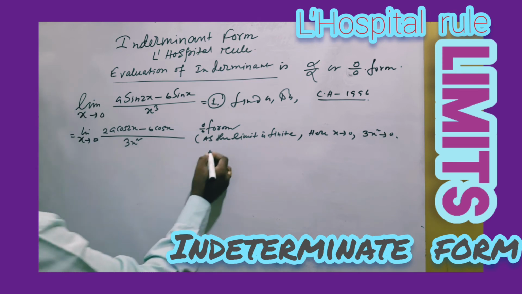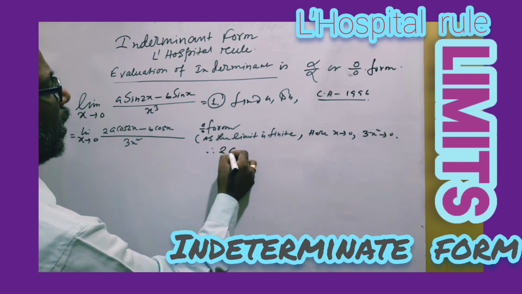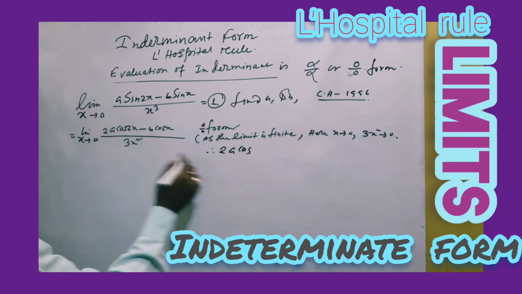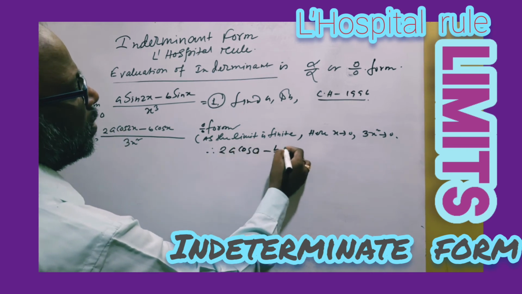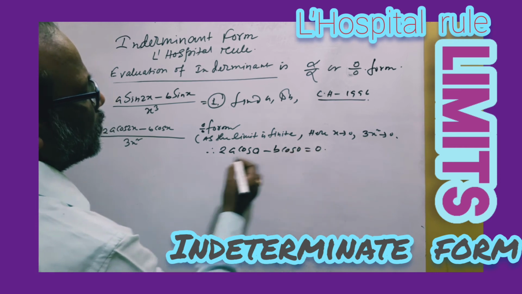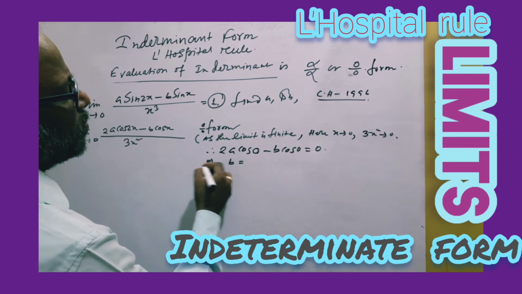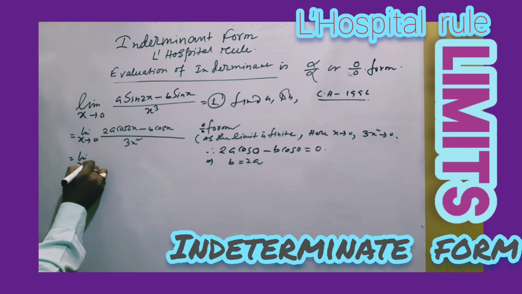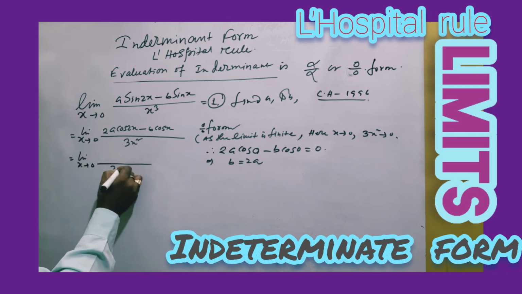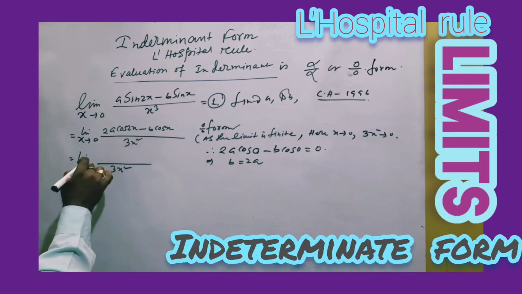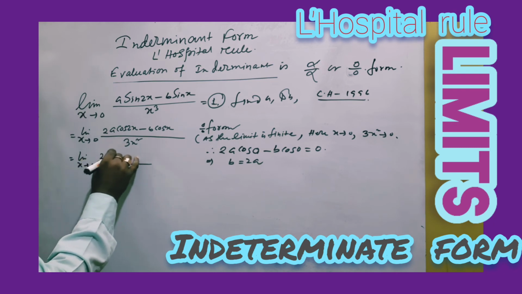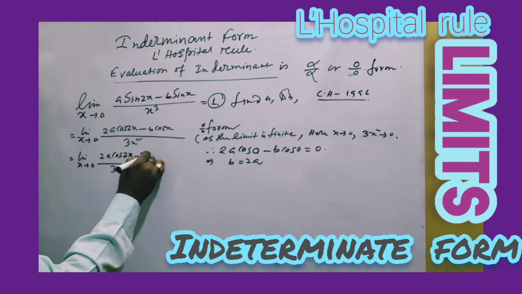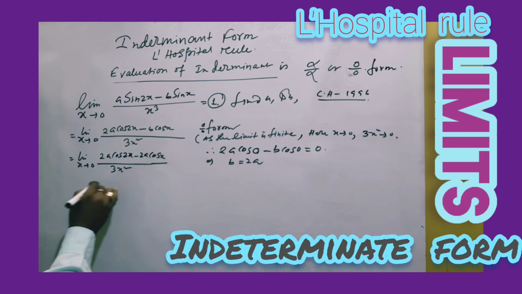So therefore we can write 2a, and now x tends to 0, we put here 0, minus b cos 0, and that is equal to 0. So then we get the relation between a and b. This is b equal to 2a. Now put here again x tends to 0, 3x square. In place of b, we can put here twice a cos twice x minus twice a cos x, and this is equal to limit x tends to 0.